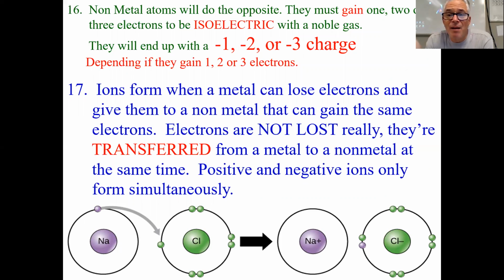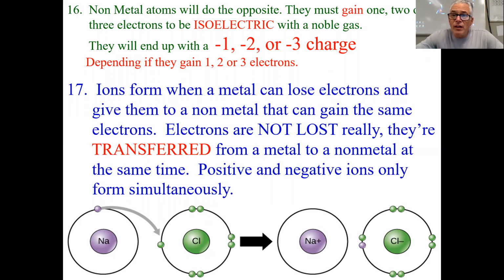Now, nonmetals are not metals. They're the opposite. Nonmetals are going to do the opposite. They're going to gain electrons. They're going to gain 1 electron, or 2 electrons, or 3 electrons to become isoelectronic to a noble gas, to get that same electron configuration. They're going to end up -1 or -2 or -3. That's going to be their charge. They're going to gain 1 electron and have 1 extra negative. That makes them -1. If they gain 2 electrons, they gain 2 negative charges to become -2.